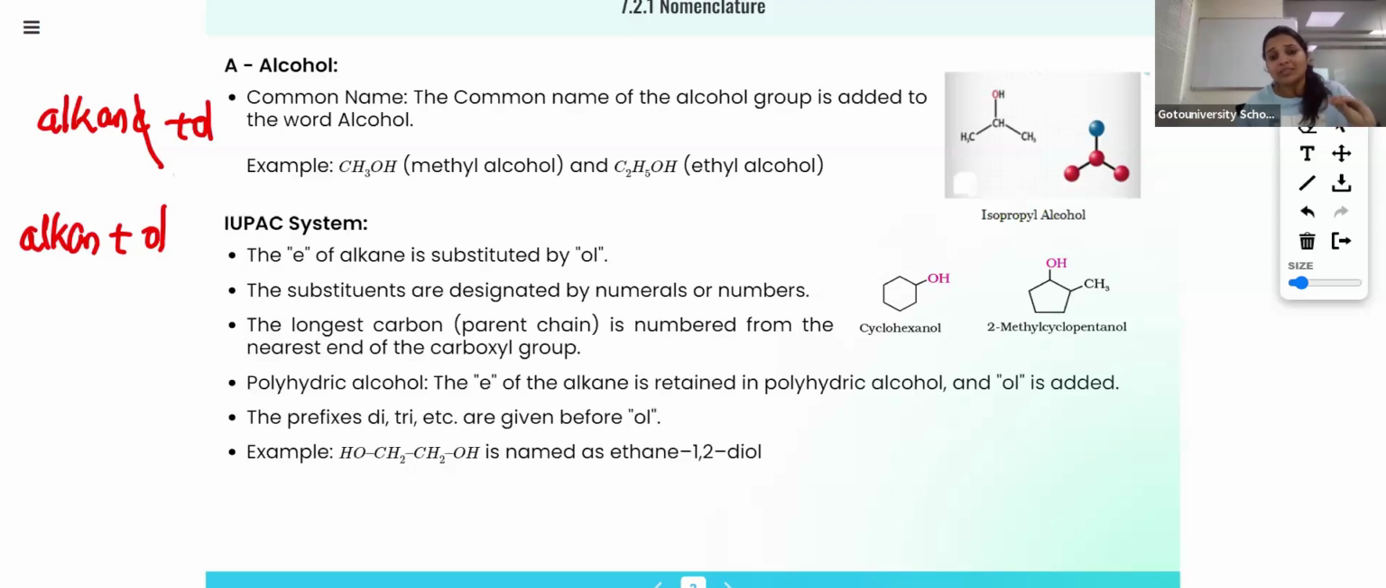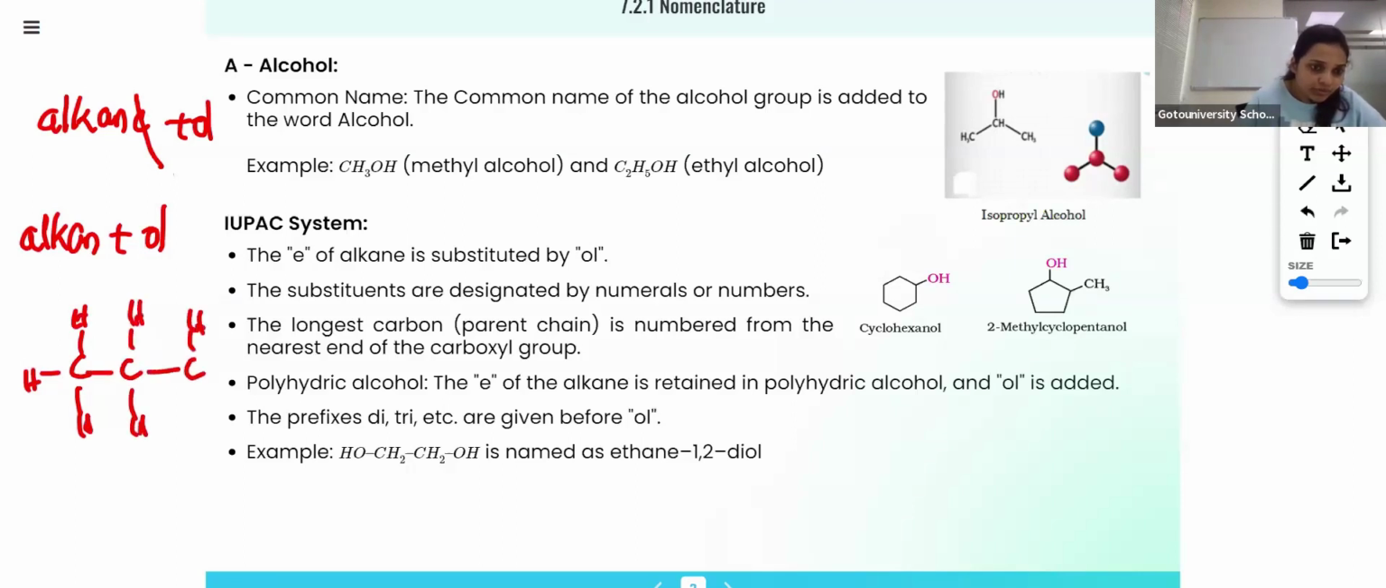Then if the hydroxyl group is present at the first carbon, no need to mention the number. If it is at another carbon, meaning second, third, fourth, we have to mention the number of the carbon to which the hydroxyl group is connected. So I am taking one example, propane. Propane means CH3, CH2, CH3. So what I am doing here is, from this propane molecule, I am replacing this hydrogen.